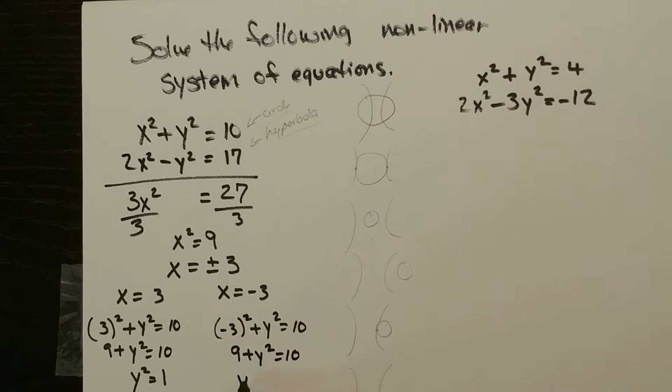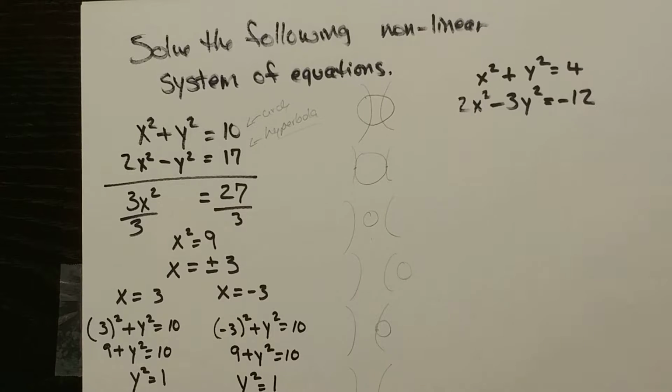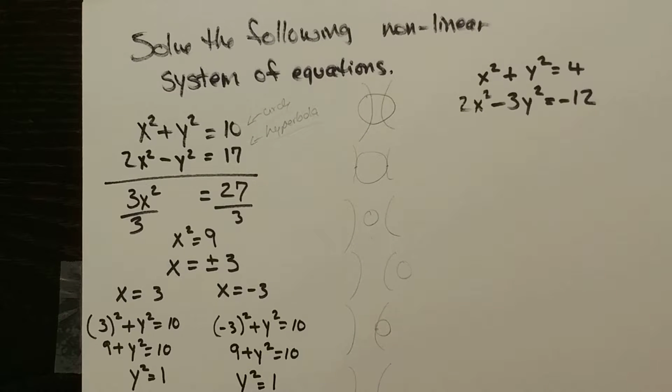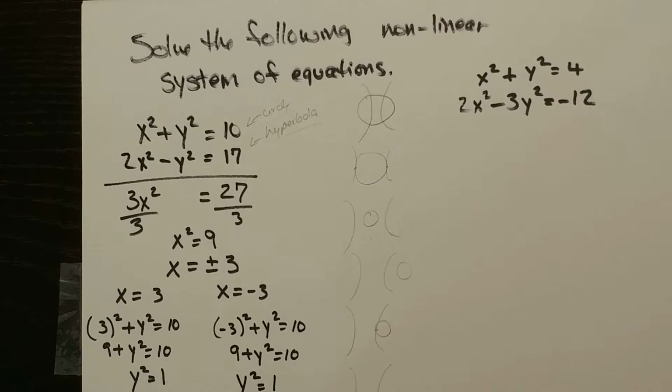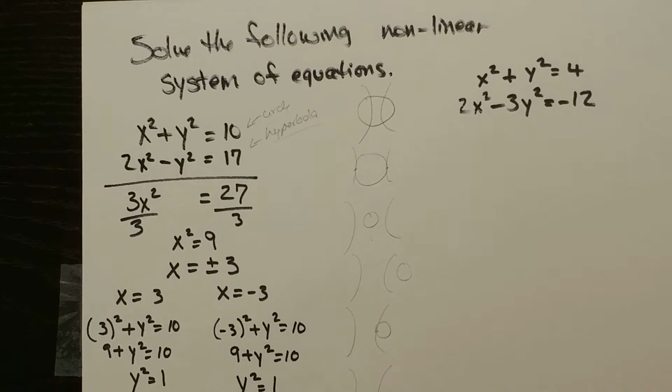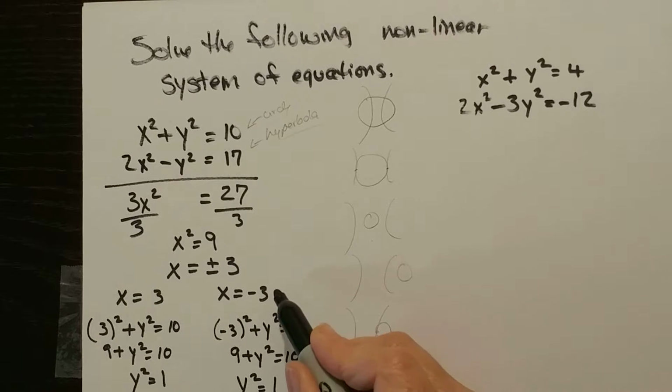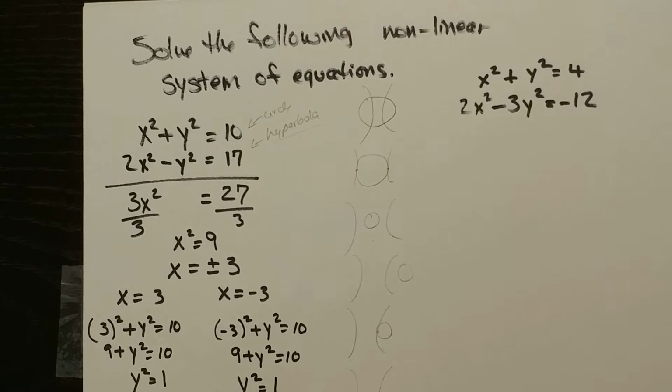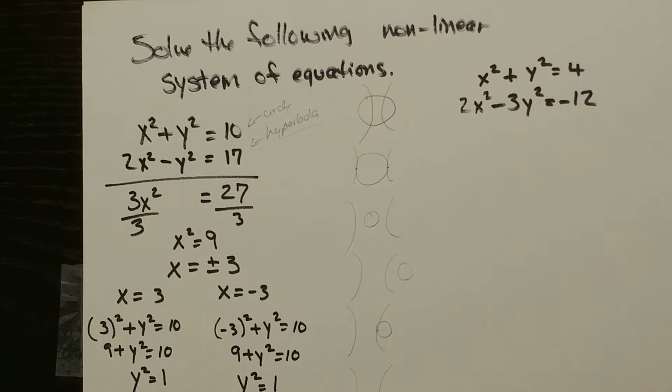I subtract 9 from both sides and I get y squared is 1. I take the square root of both sides and I get y is equal to plus or minus the square root of 1, or plus or minus 1. This is telling me that when x is negative 3, I get the answer y is 1, and also when x is negative 3, I get the answer negative 1. So I got 1, 2, 3, 4 answers.